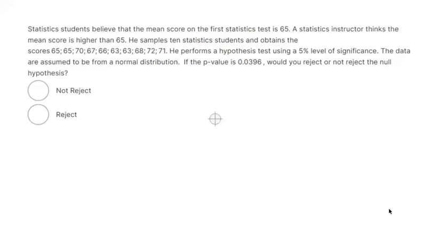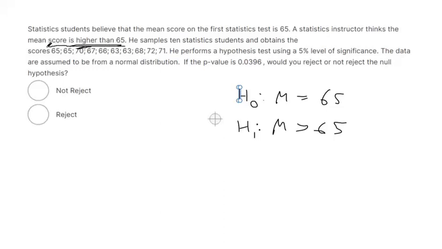Okay, statistics students believe that the mean score in the first is 65. Statistics instructors think the mean score is higher than 65. Okay, so right there, before I even go on, I know my hypothesis statements. Mu equals 65 is our null, because that's the old one, and the alternative hypothesis is that mu is now greater than 65, because the hypothesis statement we're trying to test is that the mean score is greater than 65. The hypothesis statement we're trying to test is always the alternative hypothesis.